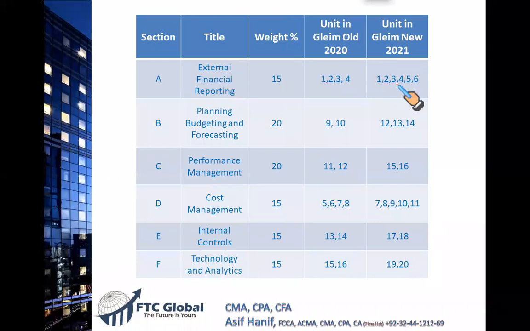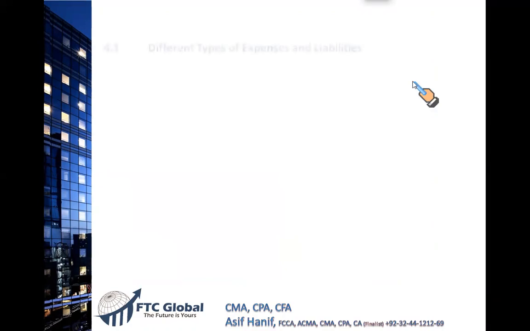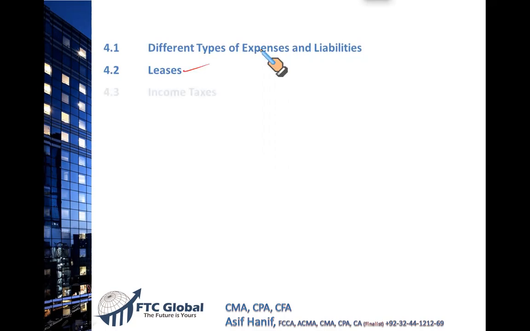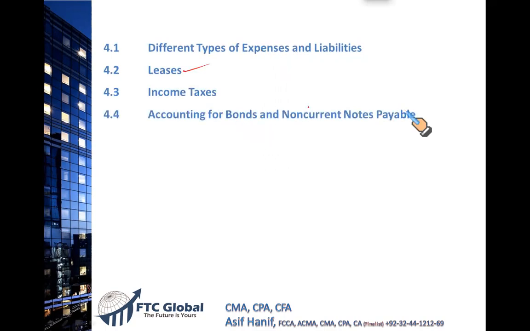Our unit 4. We are in the middle of your financial reporting, so we are starting unit 4 tonight. These are the topics that we will be covering: different types of expenses and liabilities. This is for tonight. We will do leases, the new leasing standard, and then we'll be doing income taxes and accounting for bonds and non-current notes payable.